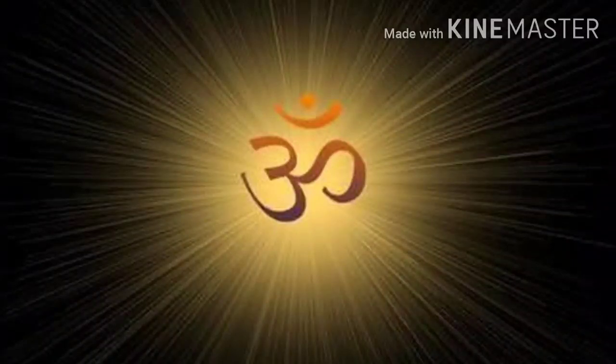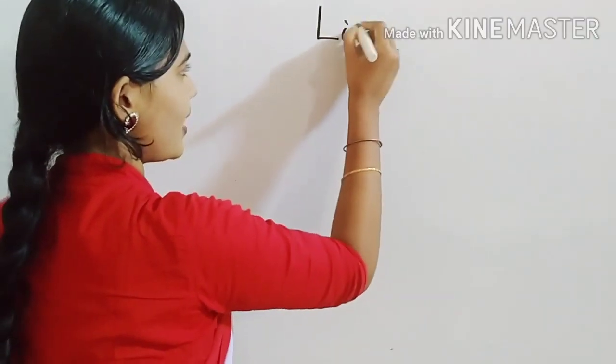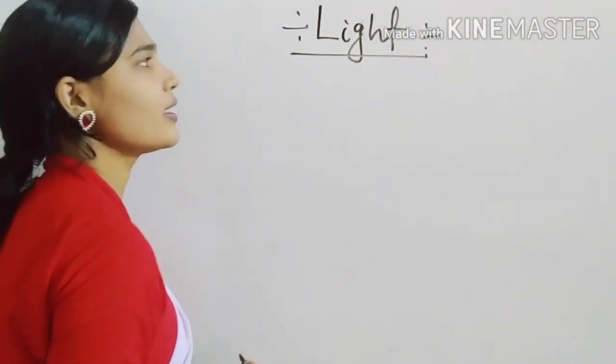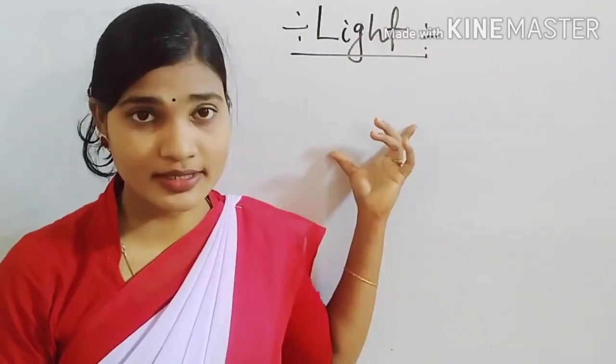Shanti. Swastika. In the previous class, we discussed the chapter Light. Before we start today's topic, I am asking some questions. My first question is, what is light?